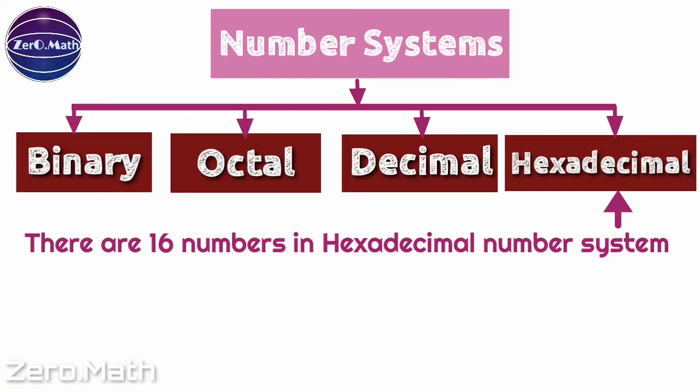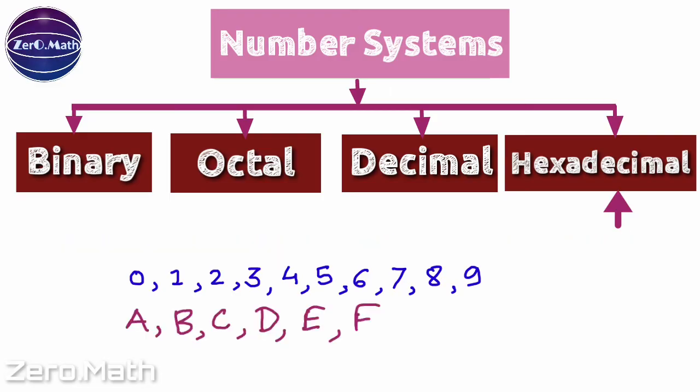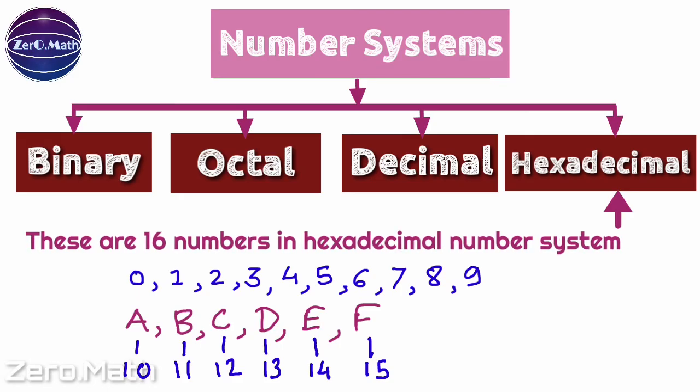Those numbers are 0, 1, 2, 3, 4, 5, 6, 7, 8, 9. These are all numbers from the decimal number system and additionally it has 6 letters. Those are A, B, C, D, E, F. A corresponds to 10, B corresponds to 11, C to 12, D to 13, E to 14 and F to 15. These are all 16 numbers in the hexadecimal number system.